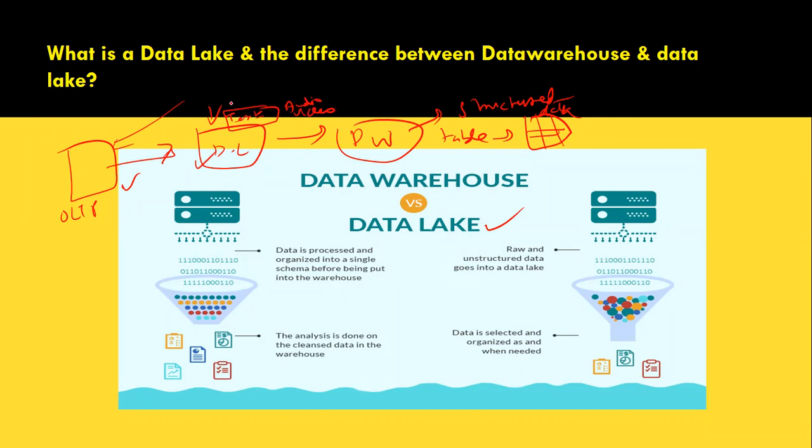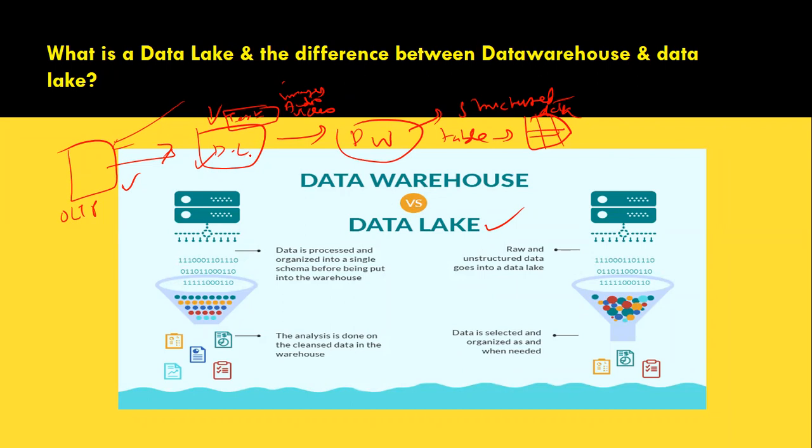You can store any type of images, GIF file, JPG, or PNG file. All types of images, audio, video, including text files. These are called your unstructured data. This can be stored in your data lake.